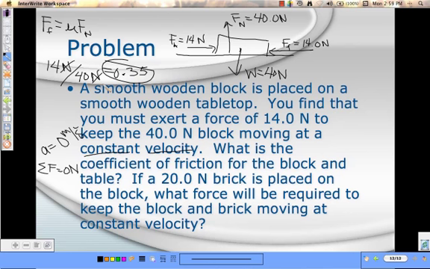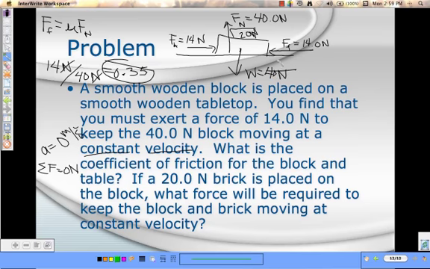So our force of friction is equal to our applied force. If we can find the force of friction, that's equal to the force we have to apply to keep it going at a constant velocity. And our normal force will change because we have more weight now. If we have a 20 Newton brick on here, what's our weight going to be now?